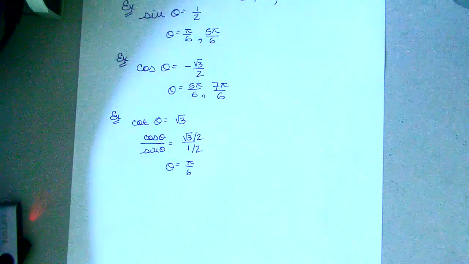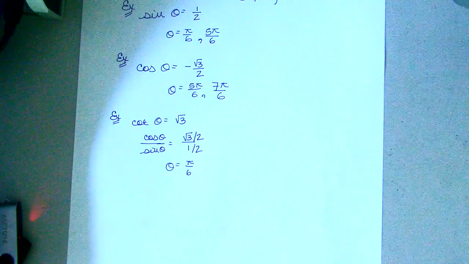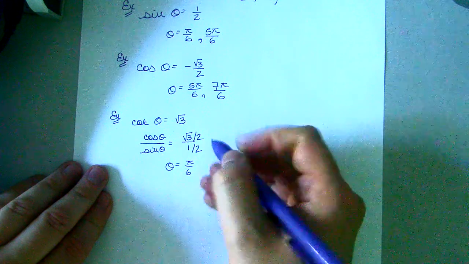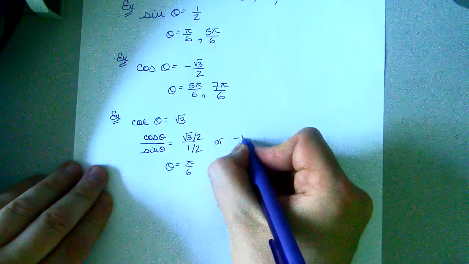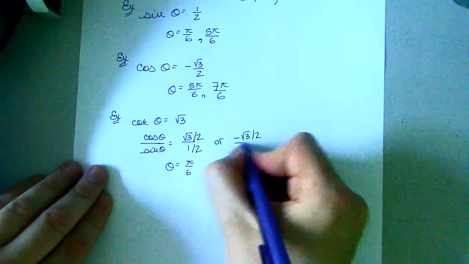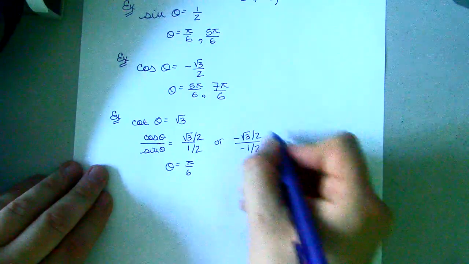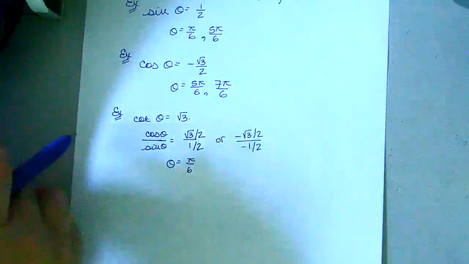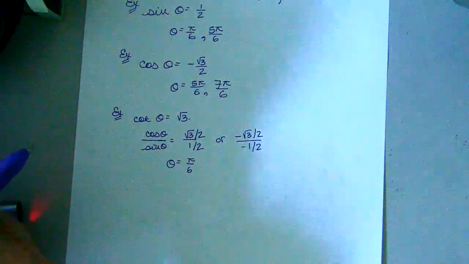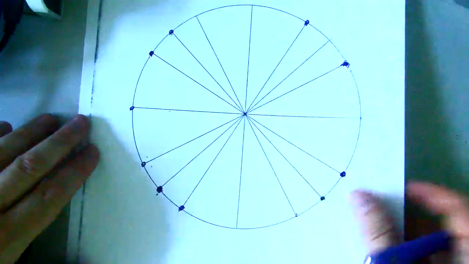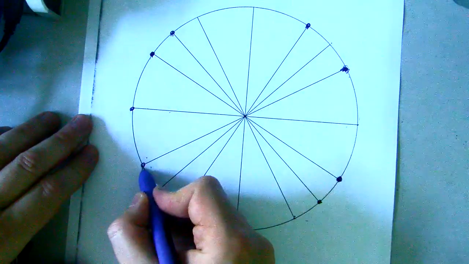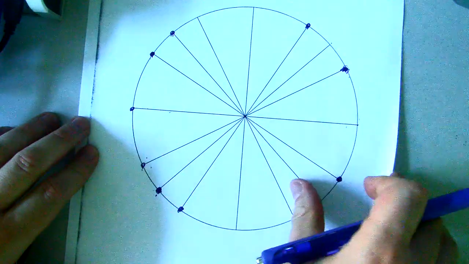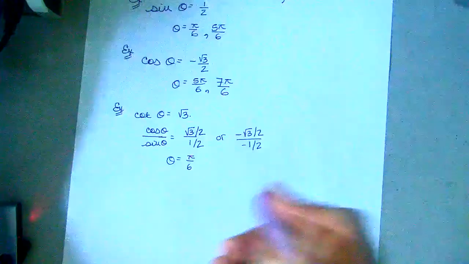However, there is going to be a second answer. I said this was root 3 over 2 over 1/2. Couldn't I also say this is like negative root 3 over 2 over negative 1/2? Wouldn't that also simplify to root 3? Now my question becomes, where is the cosine negative root 3 over 2 and the sine negative 1/2? I think that's over here. My cosine's negative root 3 over 2. My sine is negative 1/2. That angle is 7 pi over 6.